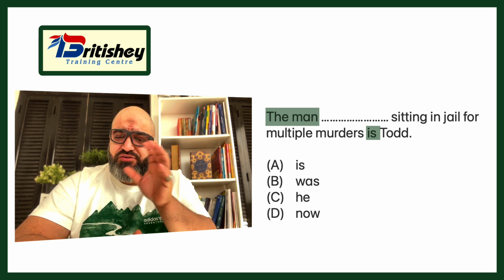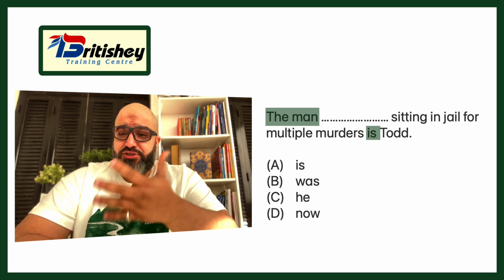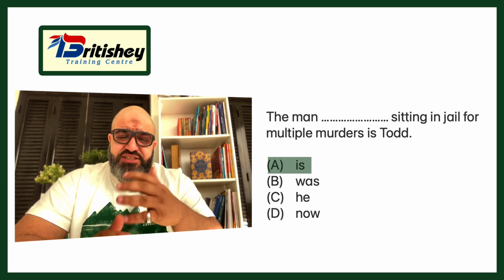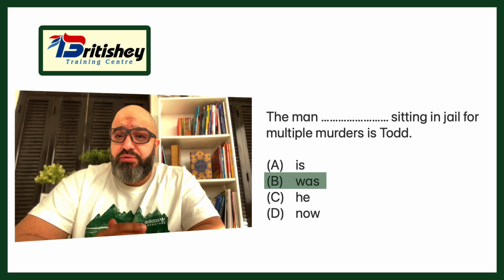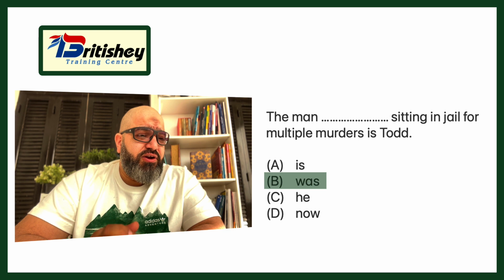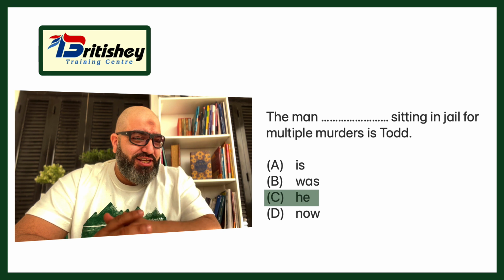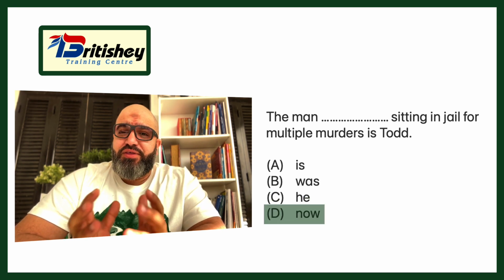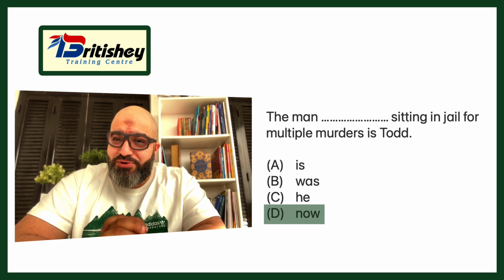So we've got a subject and a verb, which means that we don't need a verb because we already have a verb. So, can we say the man is? I'd say no, because is a verb, and I already have a verb in the sentence. Can I say was? No, because was is a verb, and I already have a verb in the sentence. Can I say he? No, he would be a subject, and I already have a subject in the sentence. Now, the only option left is now. So, the answer would be, the man now sitting in jail for multiple murders is odd.